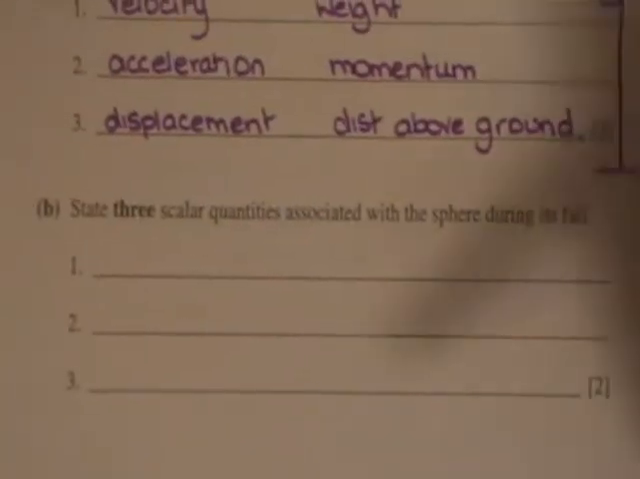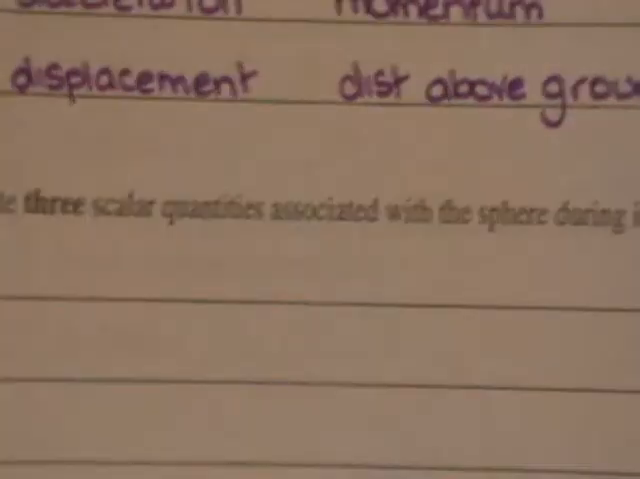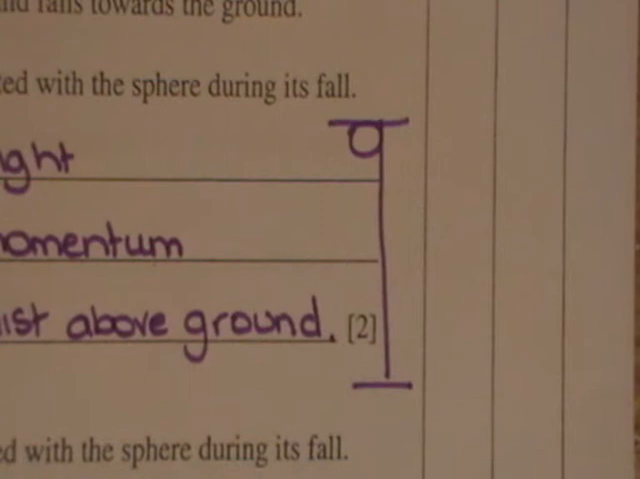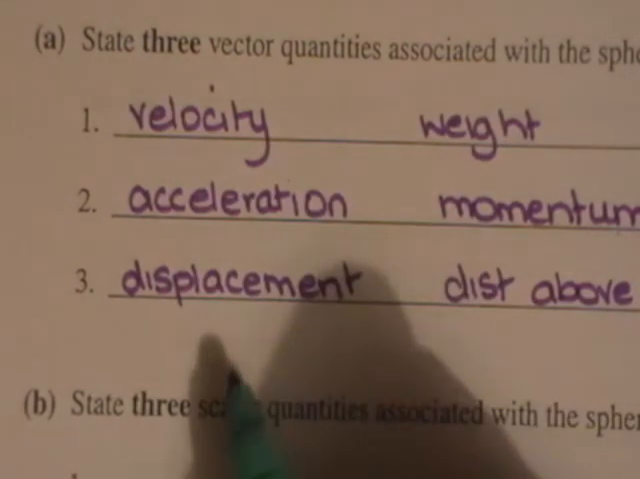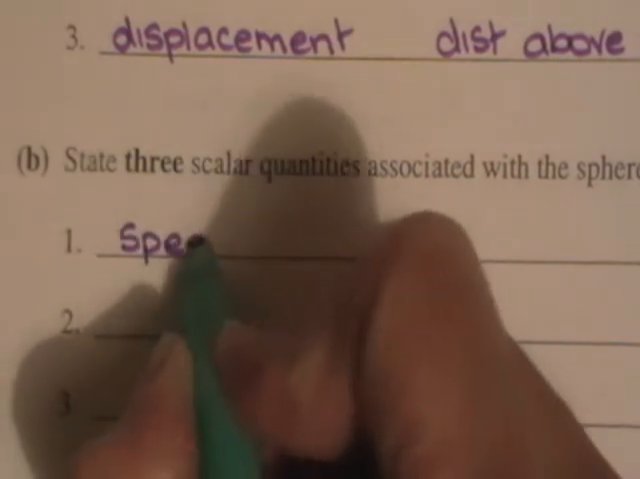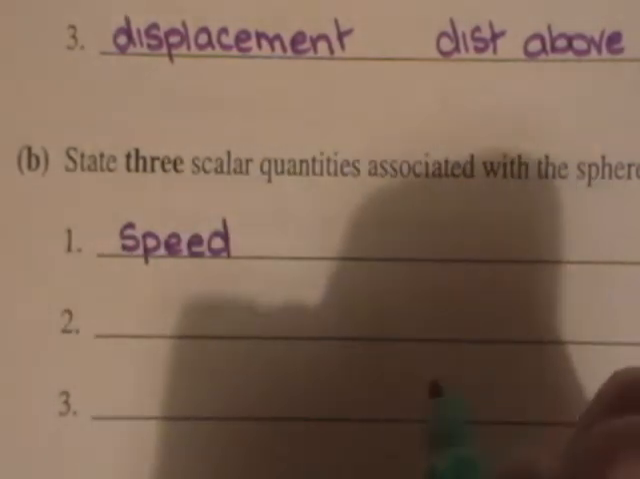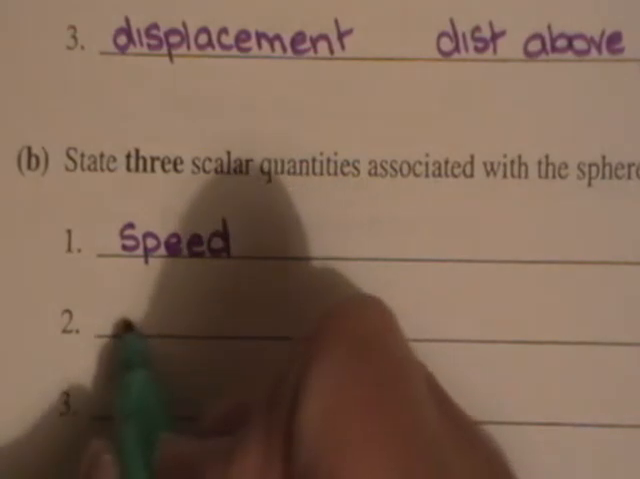Part B, state 3 scalar quantities associated with the sphere during its fall. So we'll just scan in a wee bit. Right, so there's the ball again, falling, and this time we're looking for scalar quantities. So you could look at the things here that we've written down and write their equivalent scalar quantities. So if we just do that, for velocity the equivalent scalar is of course speed. Acceleration hasn't got an equivalent. Displacement has got distance.